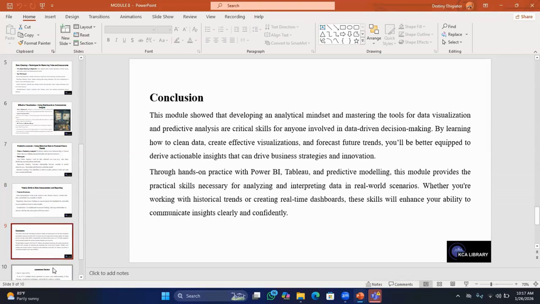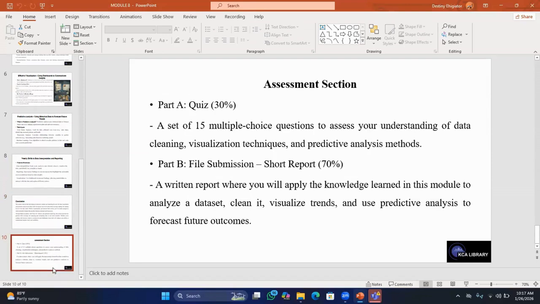clearly and confidently. Now, by the end of this module, there's an assessment session where you will answer 15 multiple choice questions to test your understanding of this module on data cleaning, visualization, and predictive analysis. You will also be required to write a report where you submit an application to real-world scenarios. You analyze the data set, you clean it, you visualize trends, and use predictive analysis. All of this will be contained in the report.